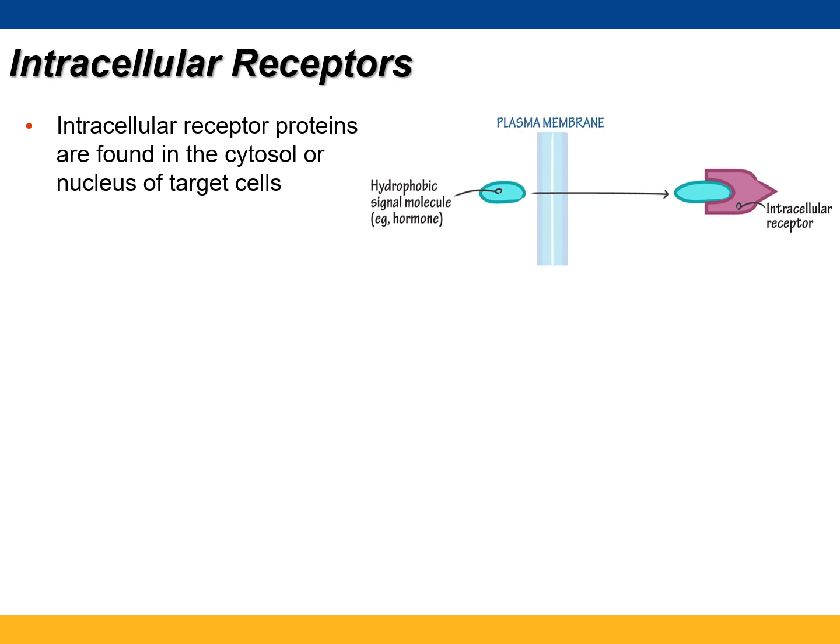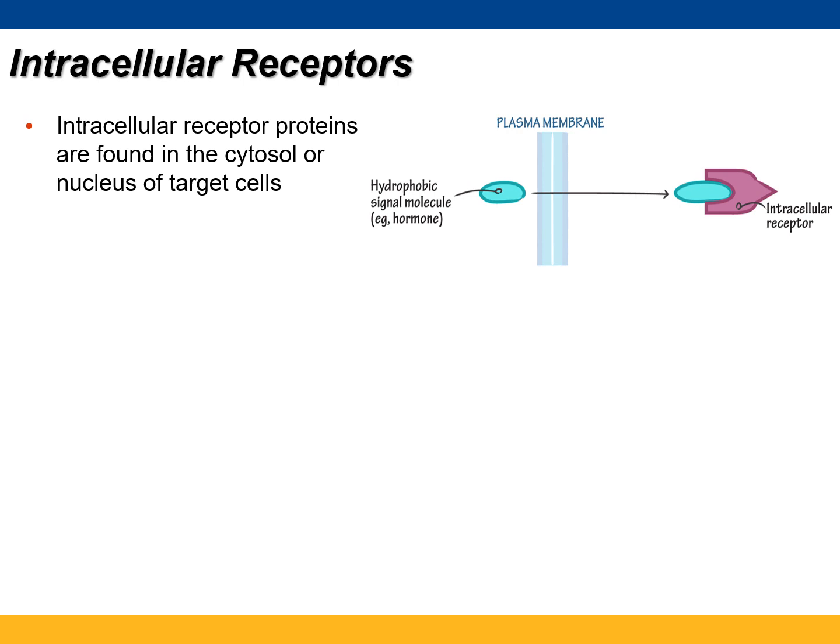Moving on from the plasma membrane receptors, we now have a family called intracellular receptors. So rather than being embedded in the plasma membrane, these are found either in the cytosol, or we even have a subfamily of these types of receptors that are found in the nucleus called nuclear receptors. So they mediate, by and large, slow genetic responses in cells.